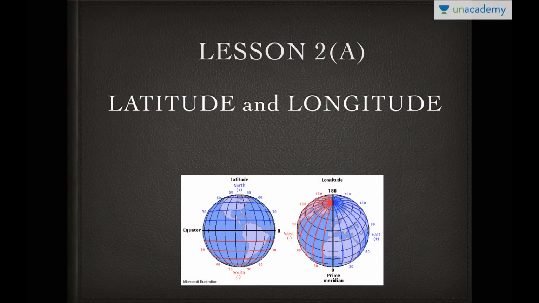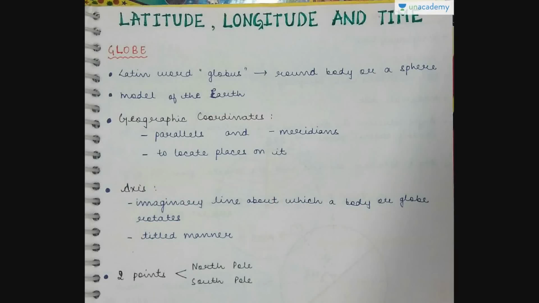Let's begin. This is the first part of the second lesson, which is on latitude and longitude. Now, before we do this, let us understand something about the globe. What is this globe? It is derived from the Latin word globus, which means a round body or a sphere. In general also we know that this is a model of the earth. It represents the earth in a much smaller way, but it considers all the other components of the earth, like continents, oceans and everything, and presents them.